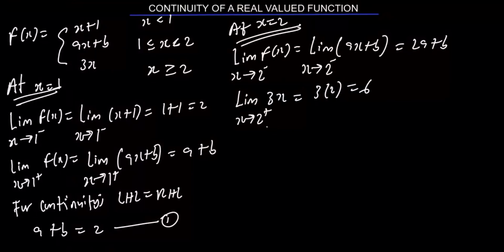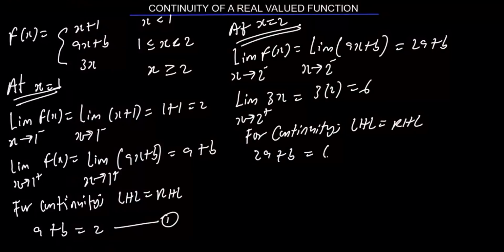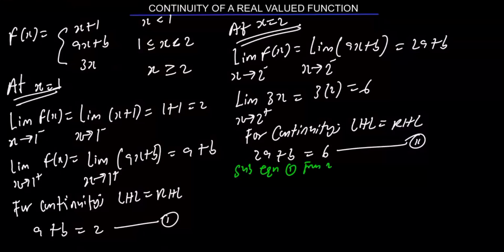Now, for continuity, what happens? The left hand limit must also be equal to what? The right hand limit. And what will I do here? That is 2a plus b. The left hand limit must be equal to 6, the right hand limit, equation 2. Now, I believe you are matured here. So let's solve these equations simultaneously. That is, subtract equation 1 from 2. That's remove 1 from 2.